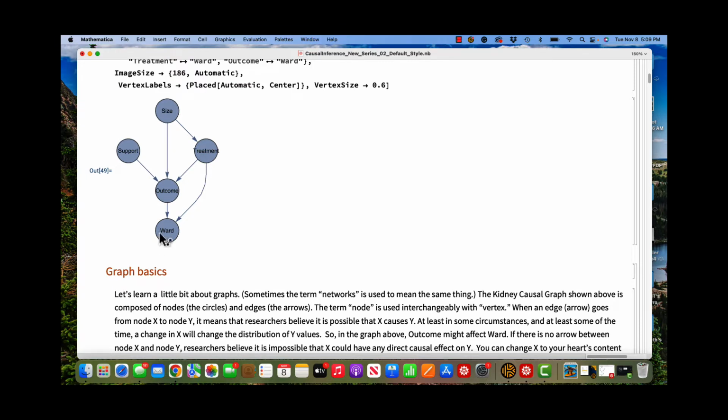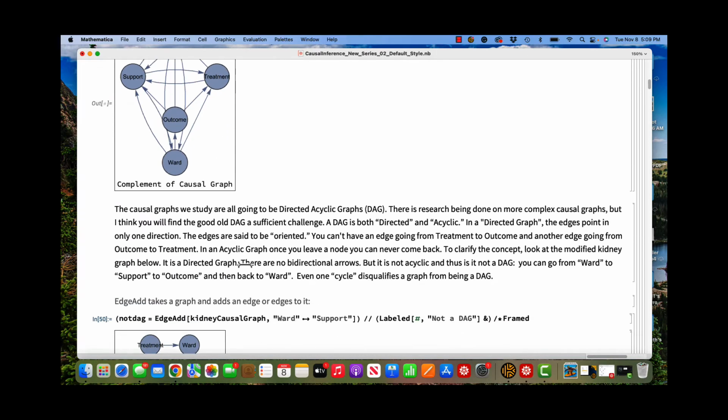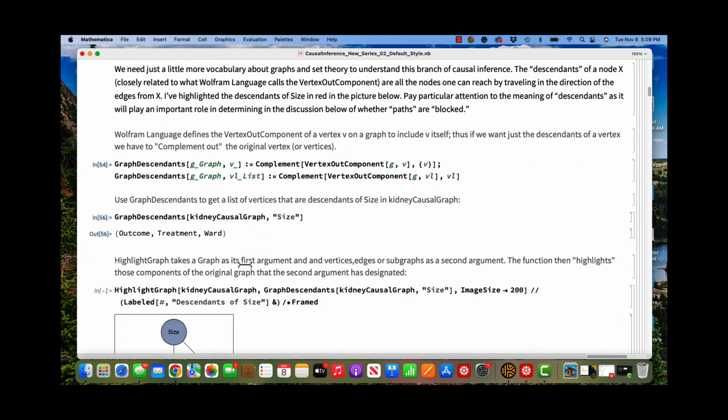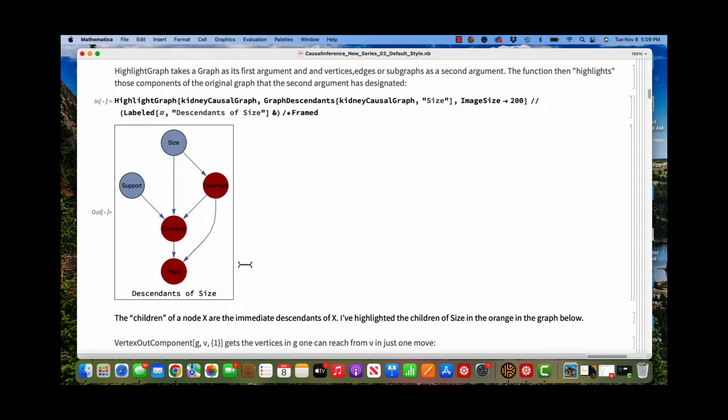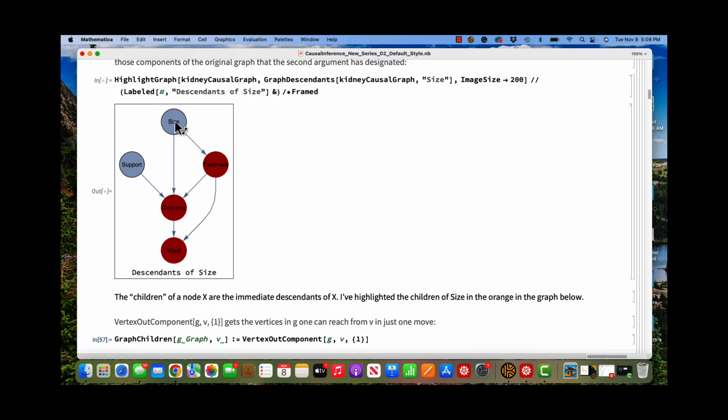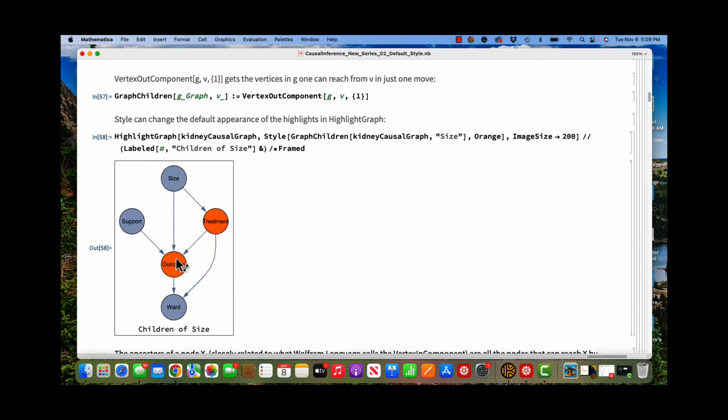There is research in the field where you relax some of these assumptions, but it makes matters yet more difficult, and we're going to focus here only on DAGs. Okay, some quick vocabulary. Nodes have descendants. Those are all the places you can reach, starting at a node. The immediate descendants are called children, so treatment and outcome are children of size. Ward is a descendant of size, but it's not a child of size.